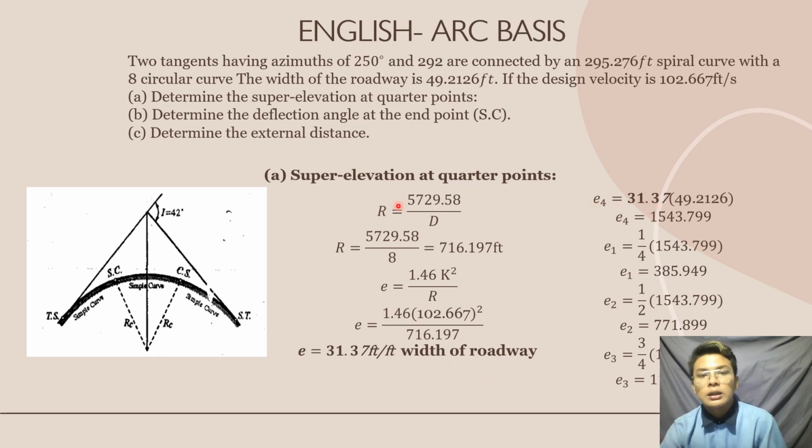So in getting the elevation at quarter points, meaning 4, E4 is equal to 1.543799, E1 is 0.385949, E2 is 0.771899, and E3 is 1.157849.